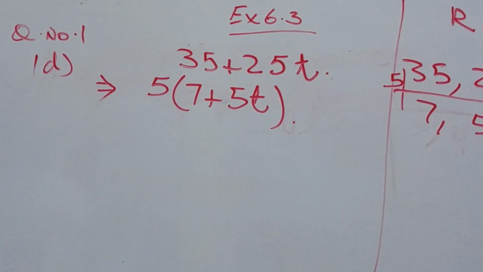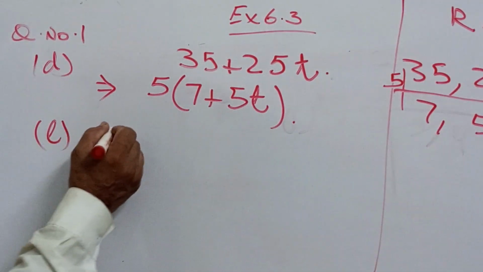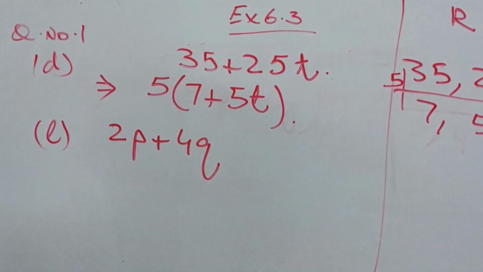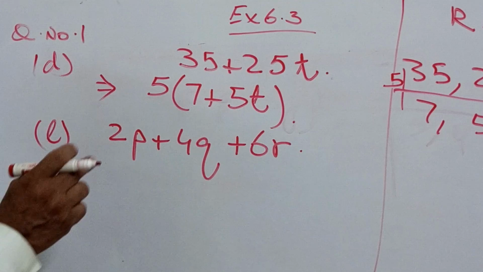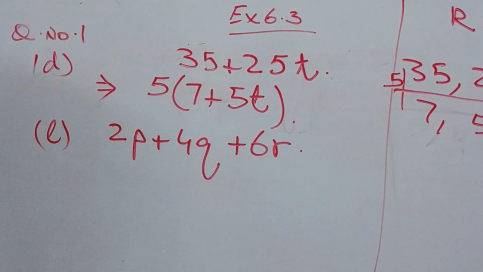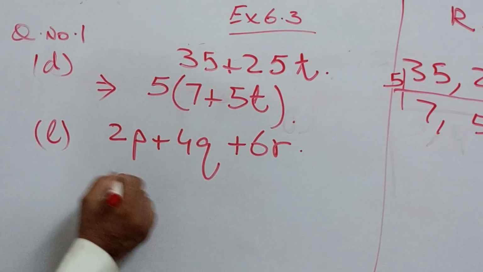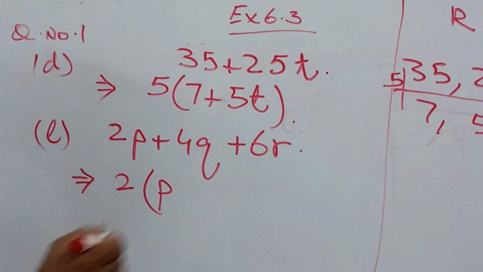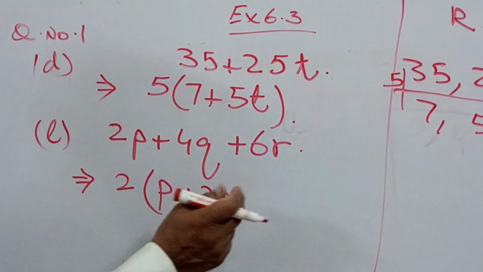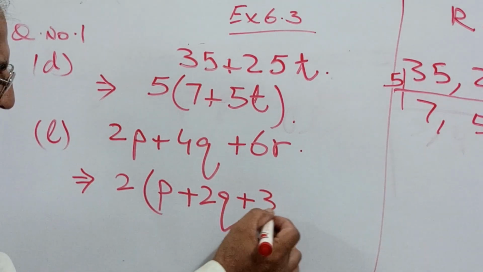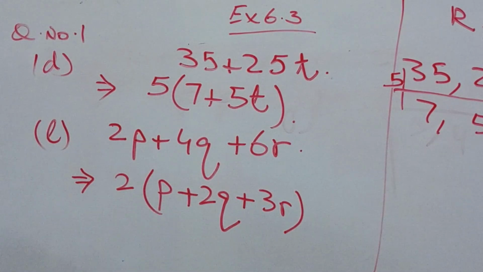The rest of the questions are very easy. So let me take part L. Part L is 2P plus 4Q plus 6R. You see that nothing is common between the variables. 2 is common in all the terms, so start writing 2 times P plus 2Q plus 2R: 2 times 2, 2 times 4, and 2 times 3 is 6. It will become like this. Now this is your answer. It was very easy.